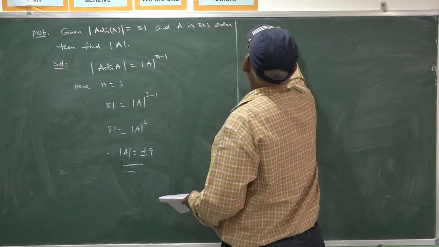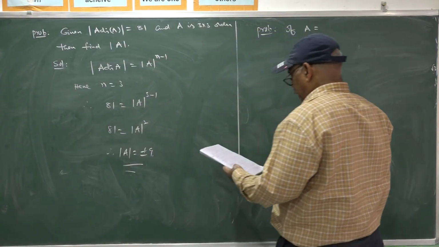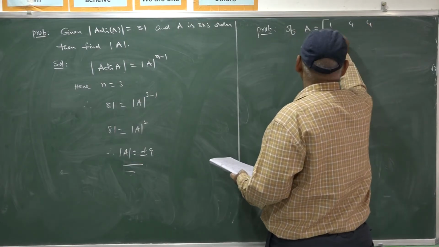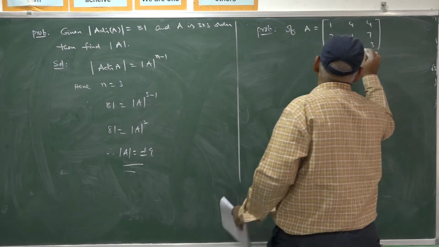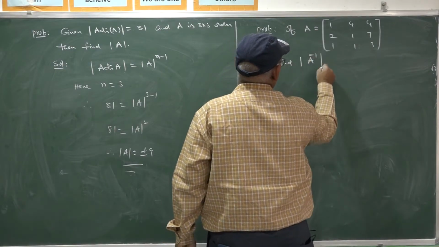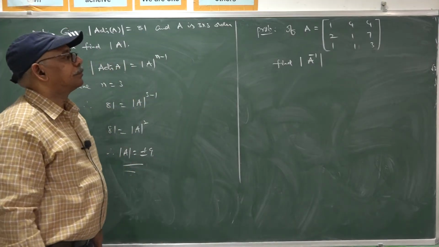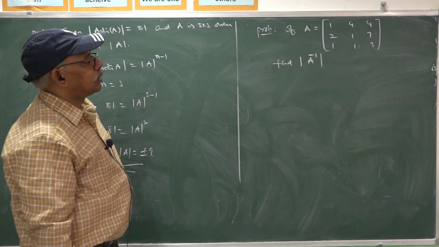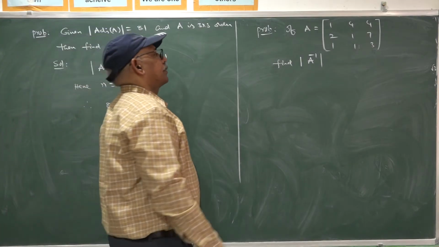Next problem. If A is the matrix 1 4 4, 2 1 7, 1 1 3, find the determinant of A inverse. A is given, a third order square matrix. Then you have to find the determinant of A inverse.